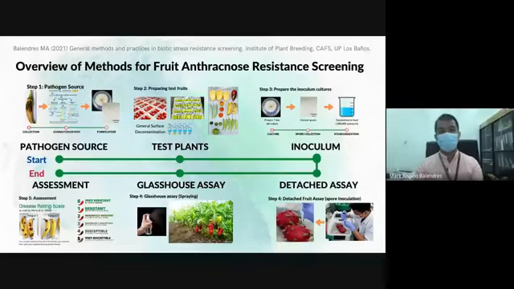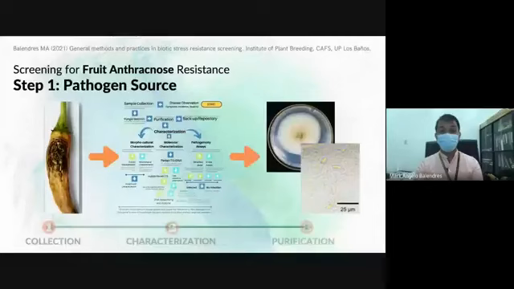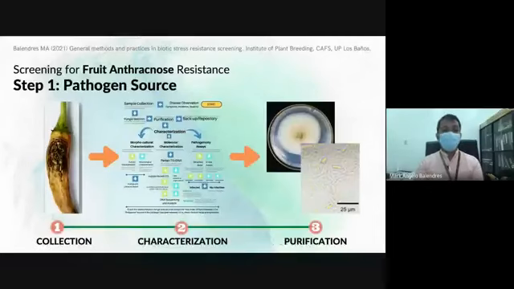You have to find your pathogen source. You need to prepare your test fruits or plants. You need to prepare your inoculum. You do a detached assay, you do a glasshouse assay, and you do assessment using a variety of rating scales, which depends on your disease as well. For your pathogen source, we usually collect materials in the field, and then we use a polyphasic approach to identifying the pathogen.